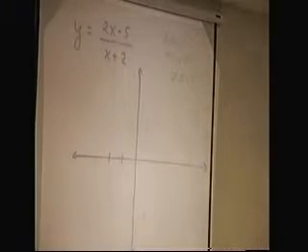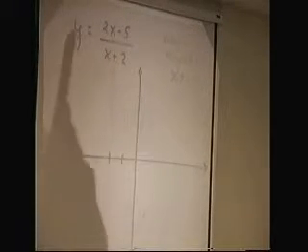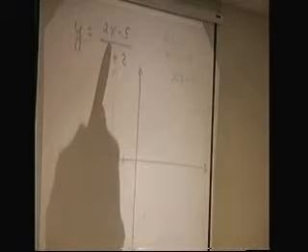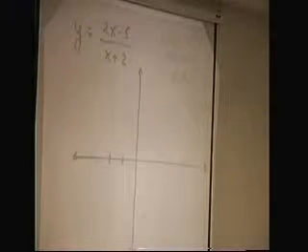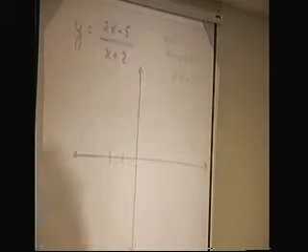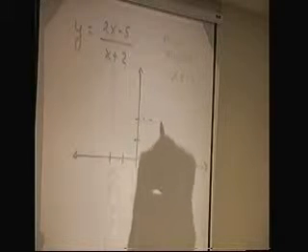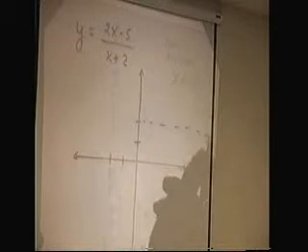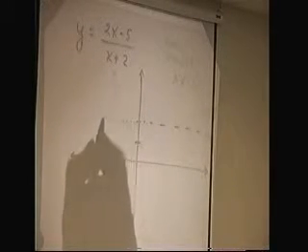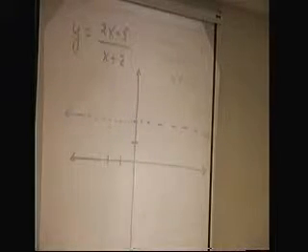So here we go. This is called end behavior, and y equals 2 is my horizontal asymptote. It's what happens when x gets really big and really small. When x is really big, I get really close to 2.